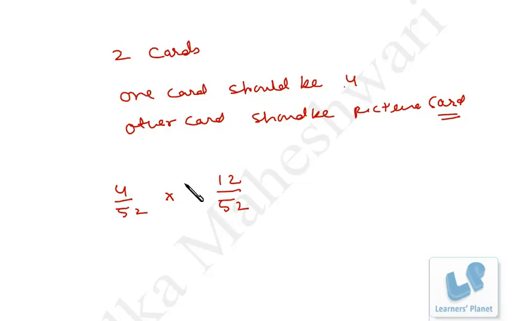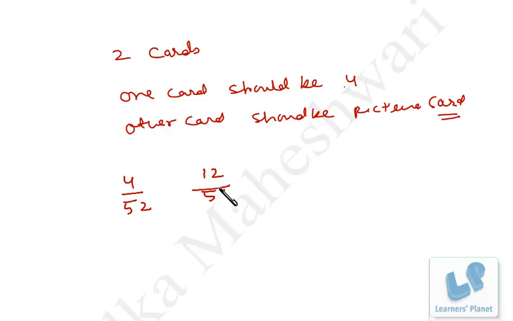And the second question is, suppose we are not putting back the first card. That means the first card will be drawn from the 52 cards. That's 4 by 52, and the second card will be drawn from the 51 cards only. So it's 12 by 51, as there are 12 picture cards.